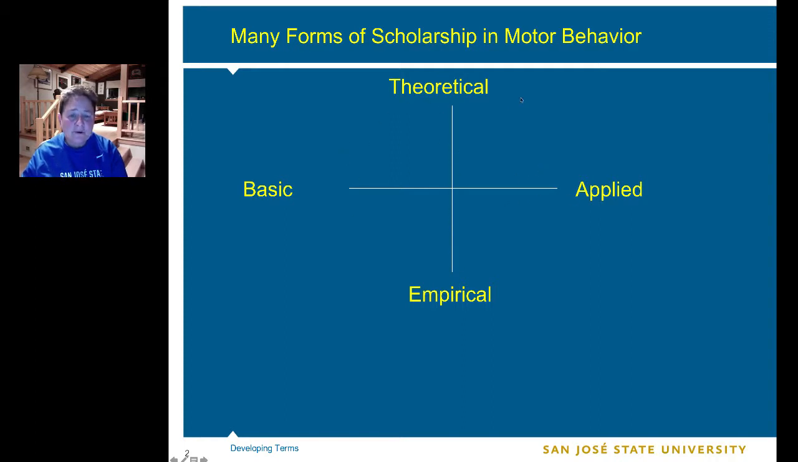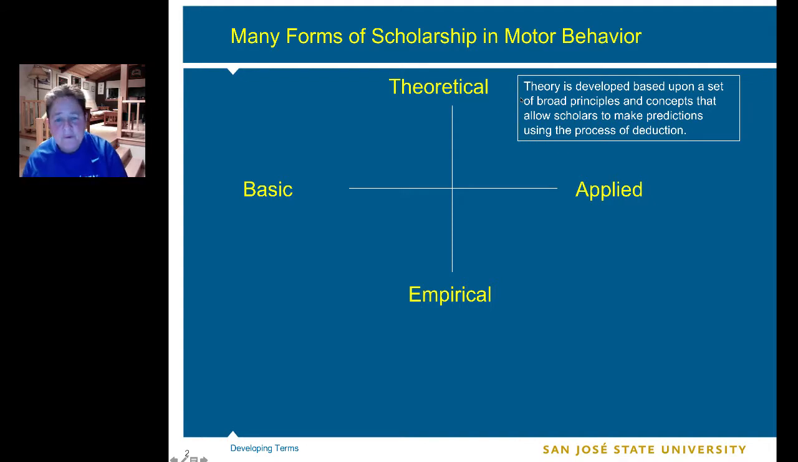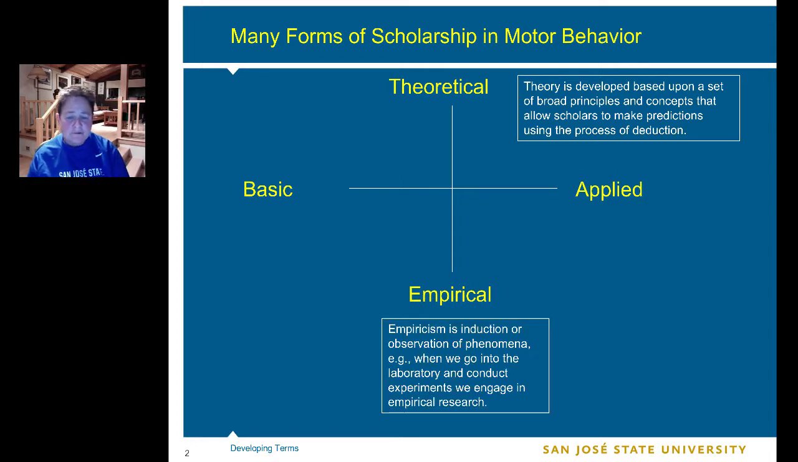different continua. So if I define for you what theory is, it is developed based upon a set of very broad principles and concepts. And what scholars do is they use the process of deduction in order to make predictions. Generally, we call those predictions hypotheses. Empirical research or empiricism is induction. Induction means observation of phenomena.